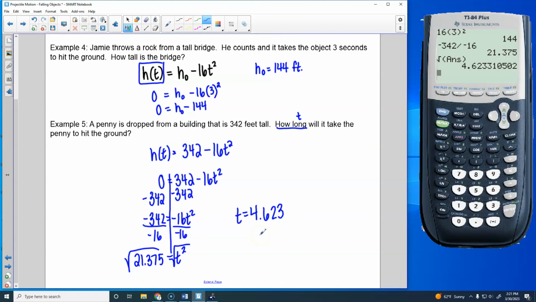And this is time. So how do we measure time? Seconds.